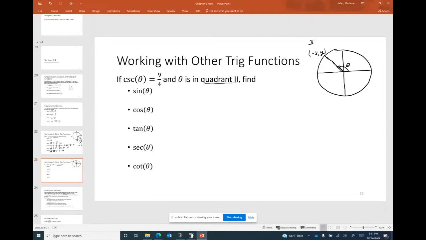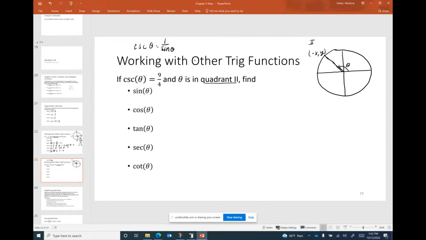So how do we go about finding all these trig functions? We know the cosecant. What do we know about the cosecant? The identity function for the cosecant says that it's 1 over the sine. If I could find the sine... I know the cosecant, but not the sine, right?